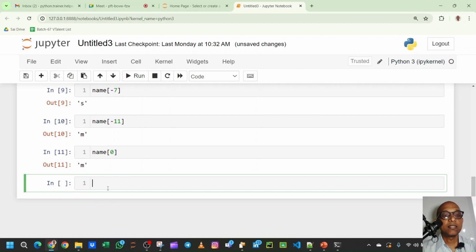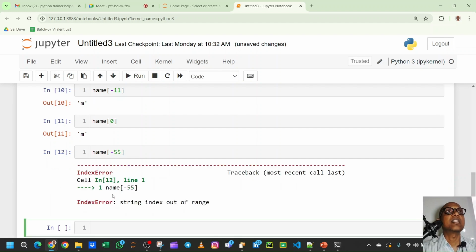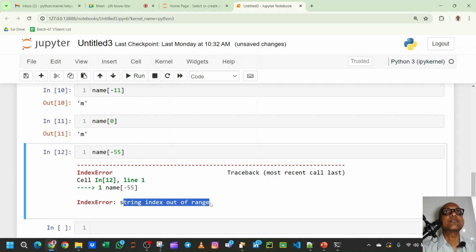Clear? And at the same time, name of -55. What is it going to give? I'm just going to get an error, because there is no character in the given string whose index is -55. There is no such character at all. The maximum is -11, and I'm using the reverse indexing numbers, correct? So that's why I'm going to get the error. There is no -55 index present in this given string. If my string is very lengthy, with 1000 characters, then there must be one character whose index is -55, and then I'll get the answer.